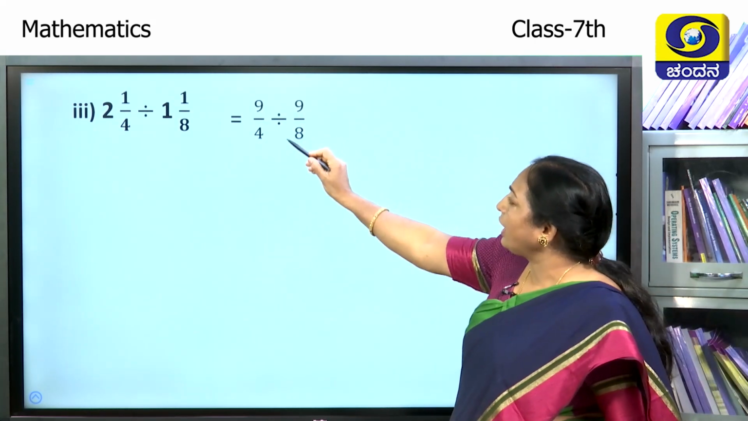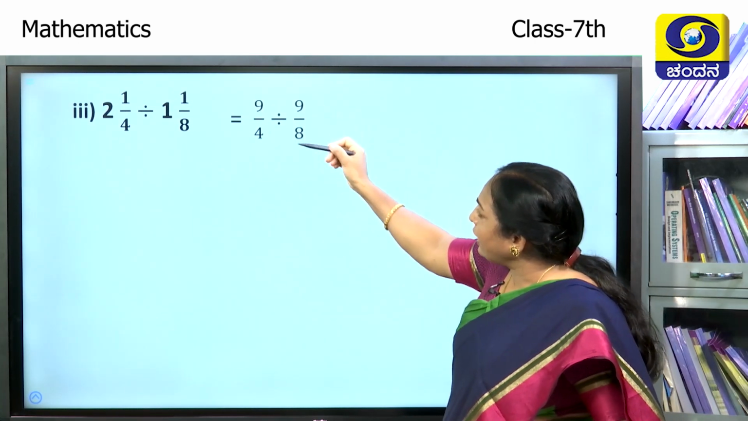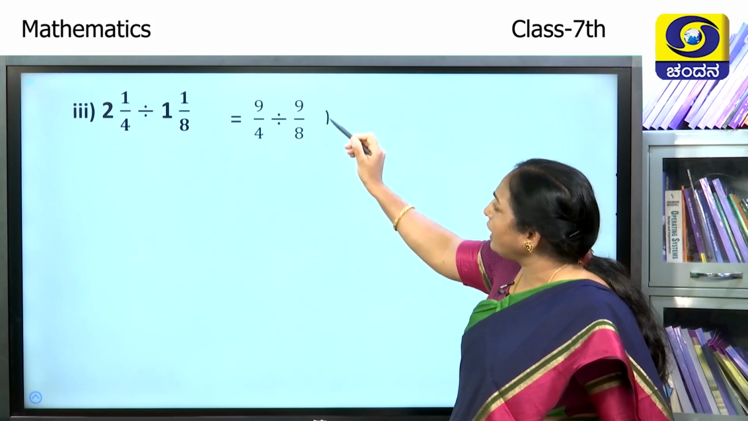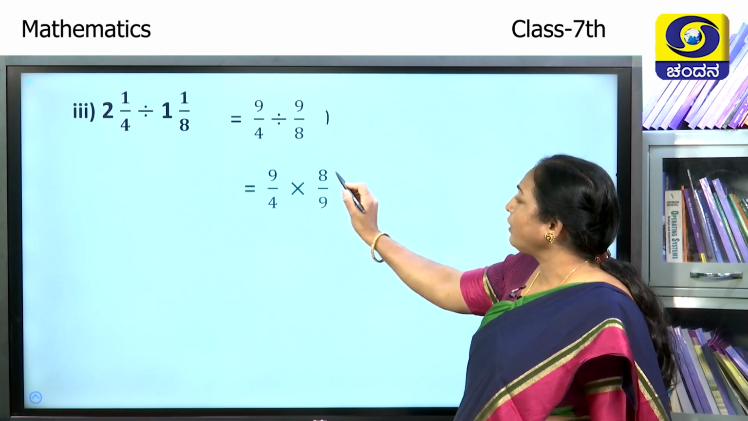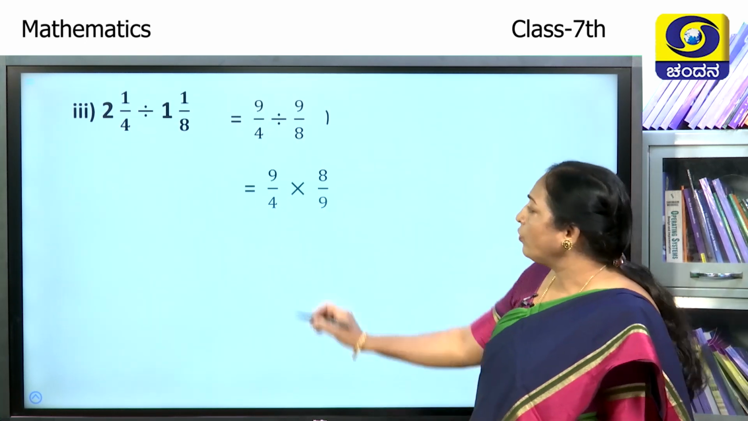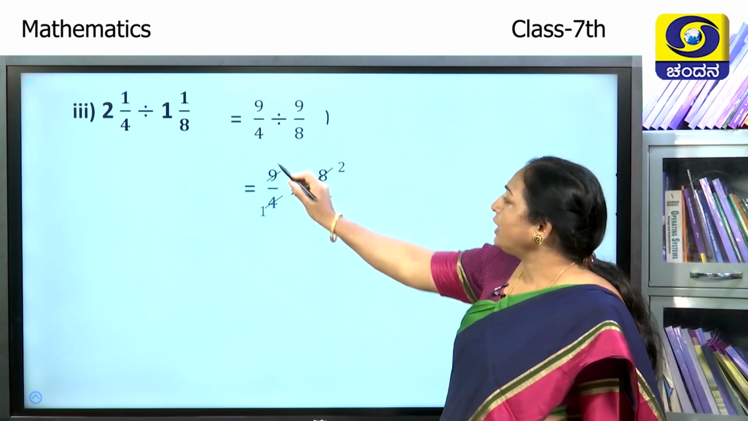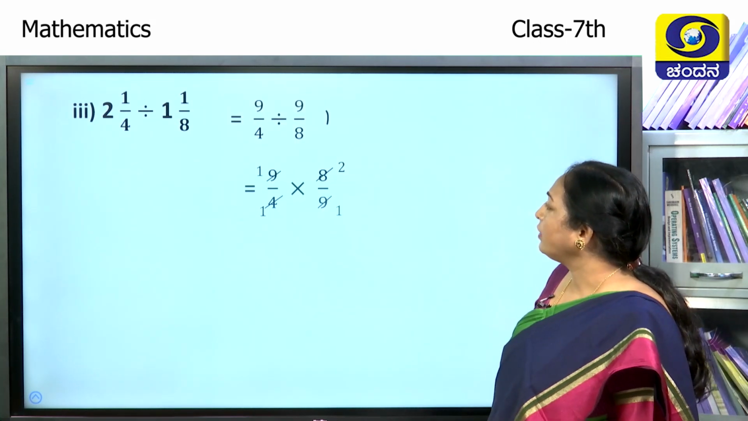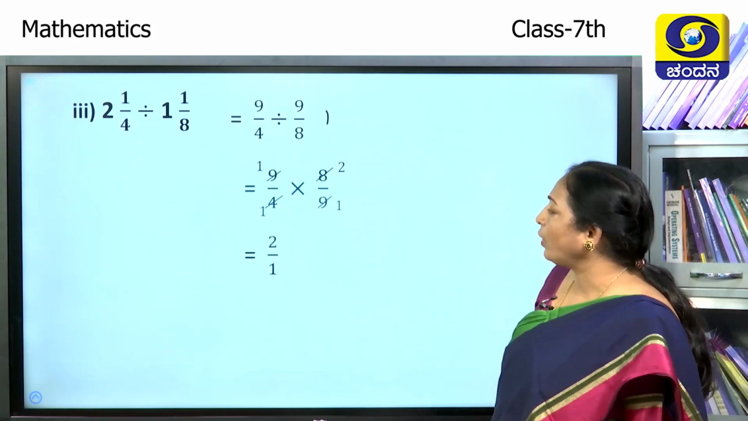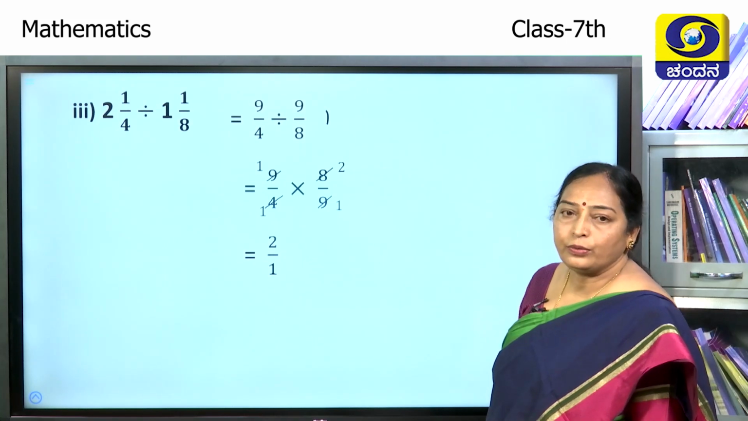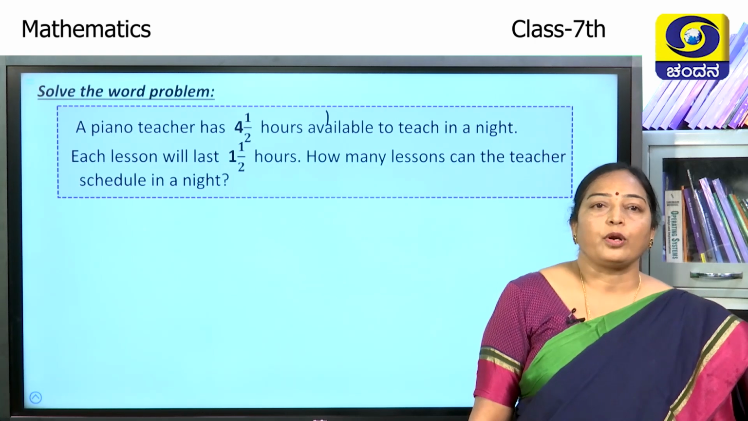Change the division sign to multiplication and multiply 9 by 4 by the reciprocal of 9 by 8, that is 8 by 9. 4 and 8 both are divisible by 4. Therefore, 4 ones are 4, 4 twos are 8. 9 ones are 9, 9 ones are 9. By simplifying this, we will get 2 by 1, which is nothing but 2. Answer is 2. Let us solve one word problem.